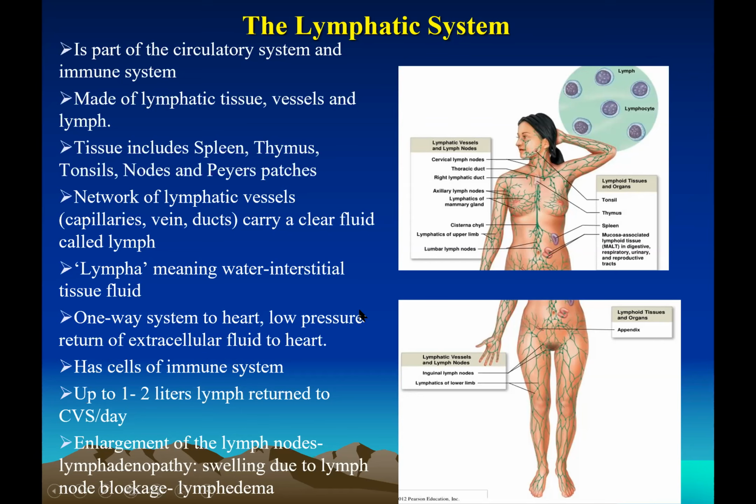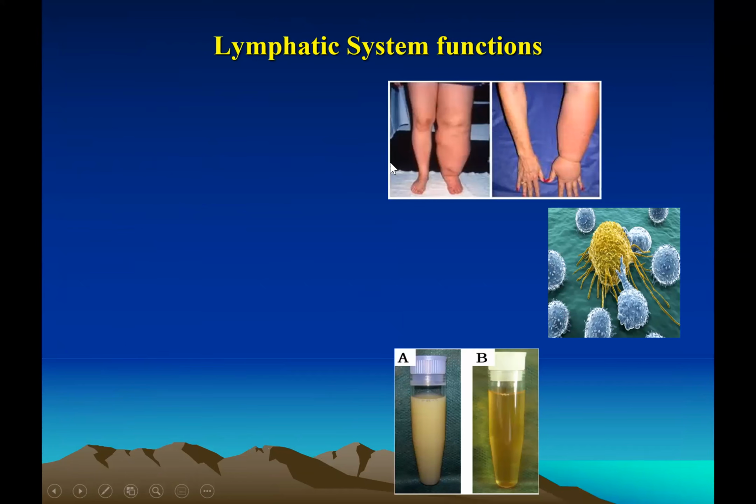So the functions of the lymphatic system is fluid balance in the body. So it is going to suck up the interstitial fluid, purify it, and put it back in the venous system. So here's a picture of lymphedema that you might have seen when there is a blockage in the lymphatic system. So it plays a huge role in blood volume and fluid volume in our body.